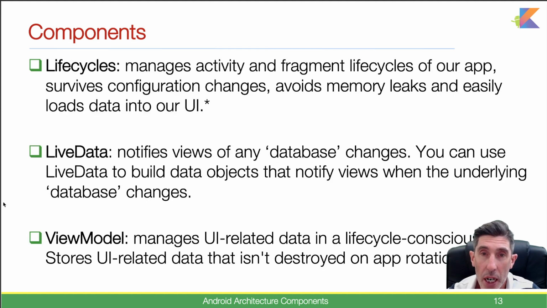Okay, so the first one there, life cycles. It manages activity and fragment life cycles of our app. It survives, this is important, survives configuration changes, avoids memory leaks, and easily loads data into UI. A big problem prior to these particular components was something as simple as the user rotating the screen. That caused your activity to shut down and restart again. And if you didn't have proper code in place to manage that kind of configuration change and that screen rotation, running through the life cycle, it could crash your app. You could have memory leaks. There's data getting lost.